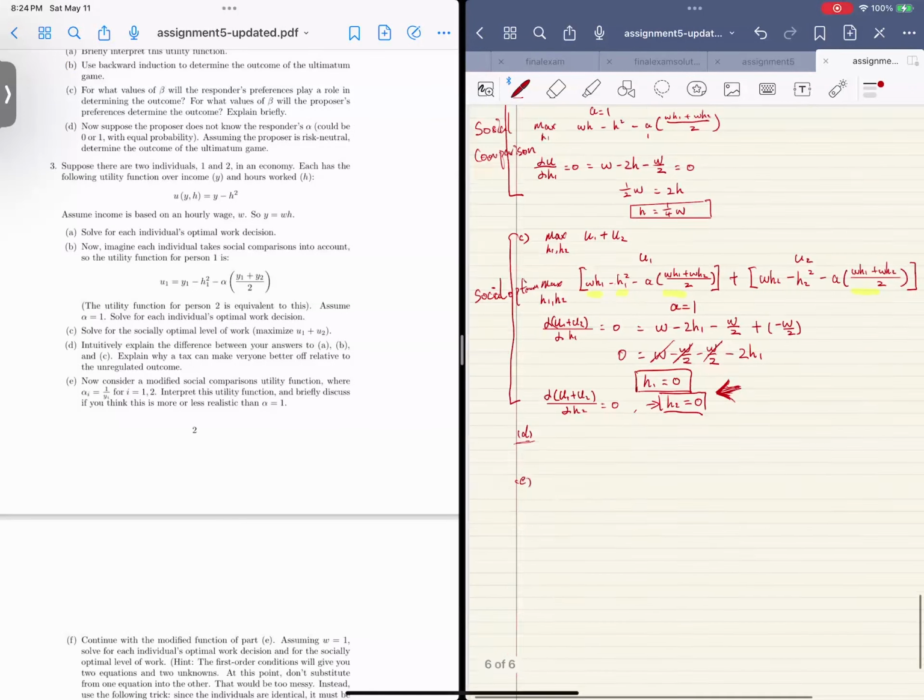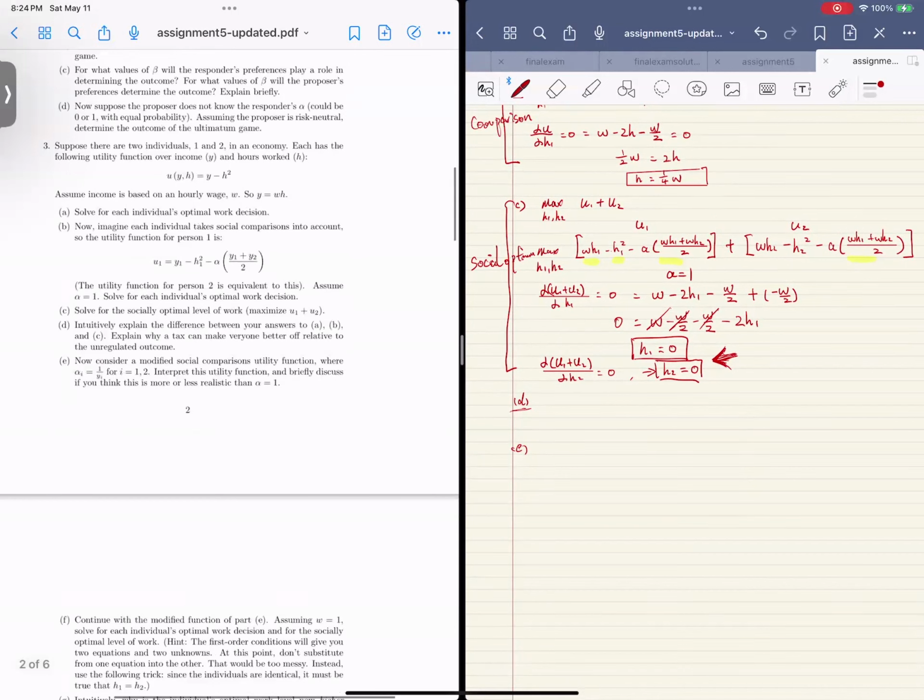Okay. So E. Now consider modifying the social comparison utility function, where A equals 1 over yi, which is, like, two people have two different coefficients, right? So A is a coefficient. If the coefficient is made out of how much income you were making, so if you were making a larger amount, then you don't really care about comparing to others, right?